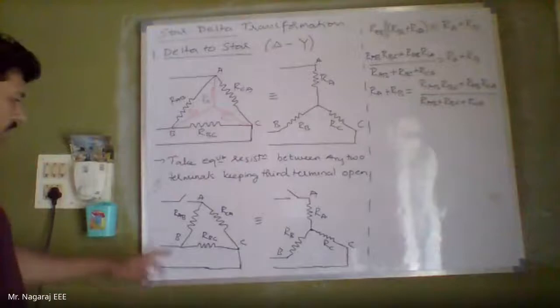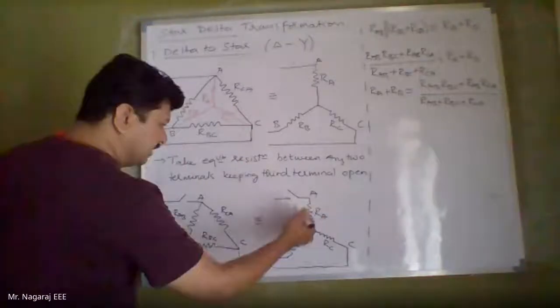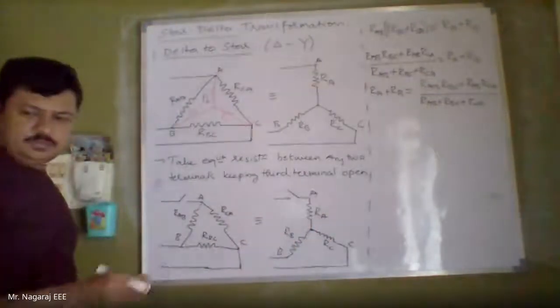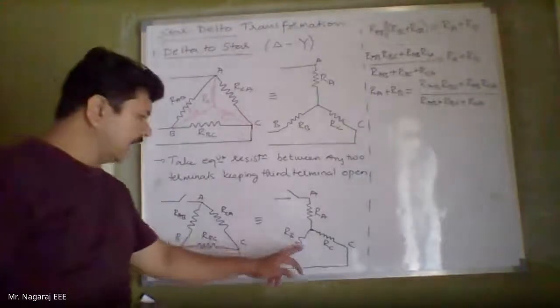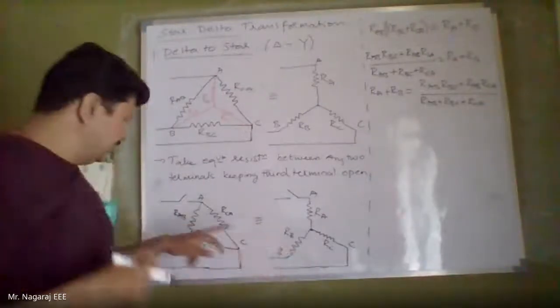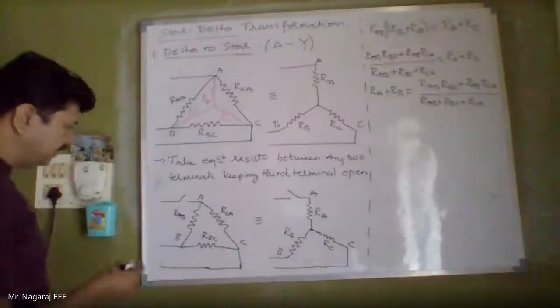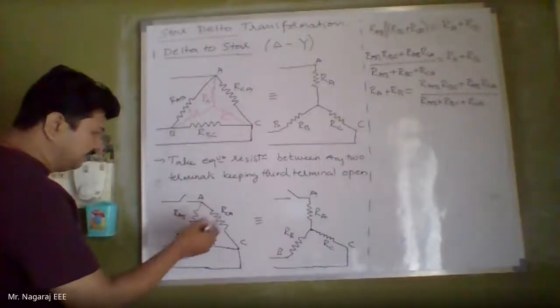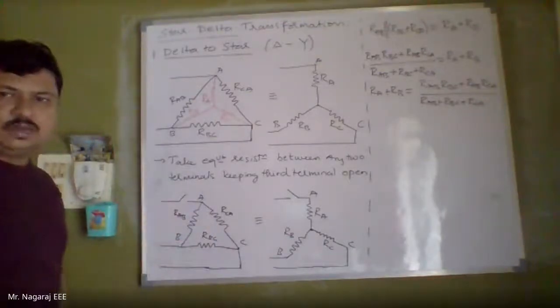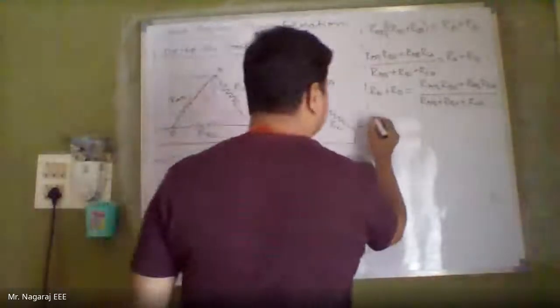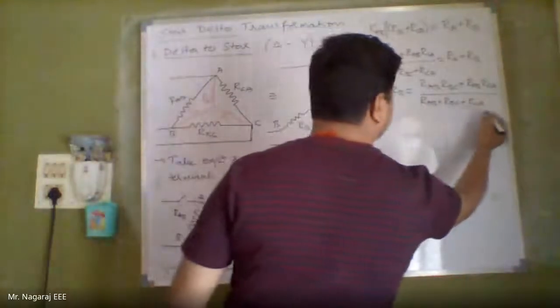Okay, now what will it be? Now terminal A is open, so RA will not come into the picture. It will be RB plus RC in star, and in delta, RAB and RCA will be in series, in parallel to RBC. So I will write it similarly. Take this as equation 1.